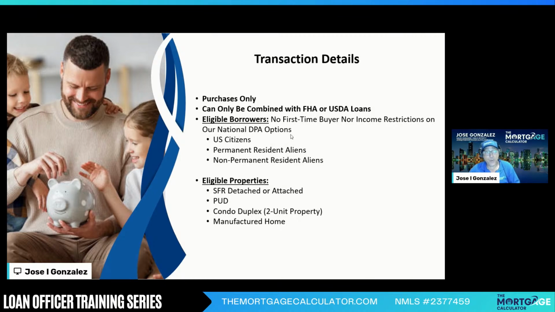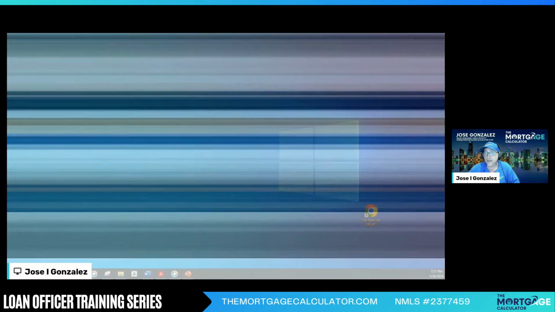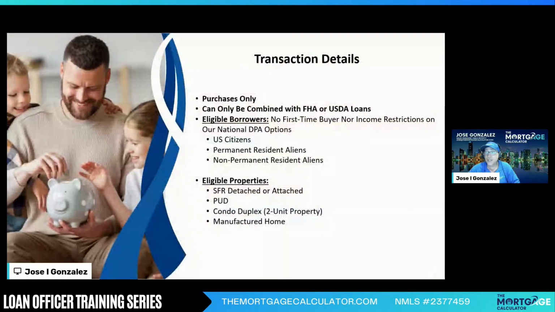Our eligible properties are single family residences, both detached or attached, and PUDs, which is basically a single family detached or attached home in a community with a homeowners association. That's a deed restricted community that pays an HOA fee. That is a PUD. A condo, and I'm sorry, that's a little typo there, and I can fix that in a minute.